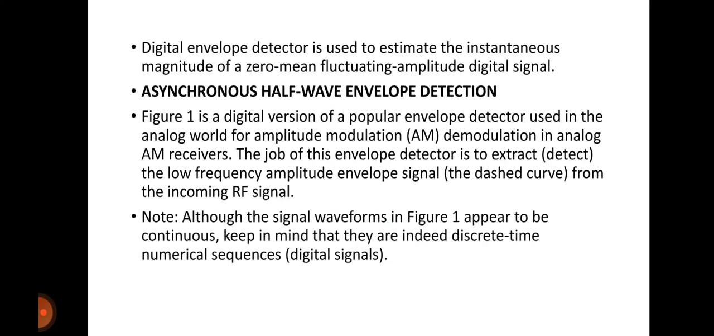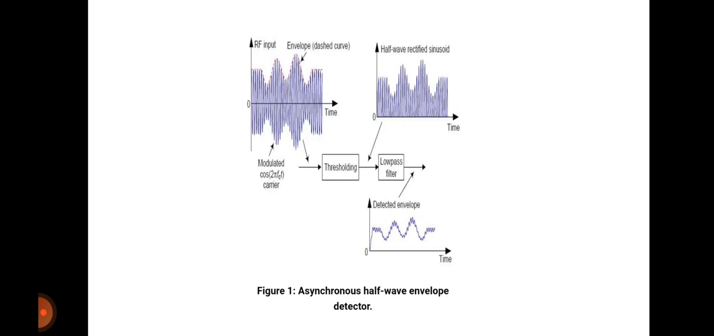Not all the signal waveforms in figure 1 appear to be continuous. Keep in mind that they are indeed discrete time numerical sequences, which are digital signals. From figure 1, the input signal is given to the thresholding circuit, and then the half-wave rectified sinusoidal signal will be present at the output of the threshold circuit. After passing through a low-pass filter, this detects the envelope of the digital signal.